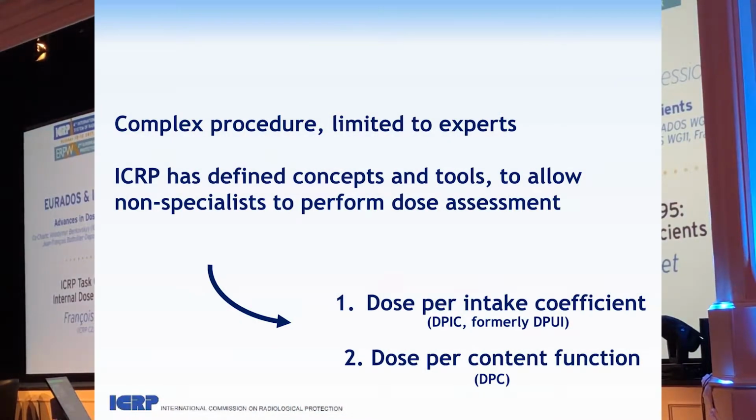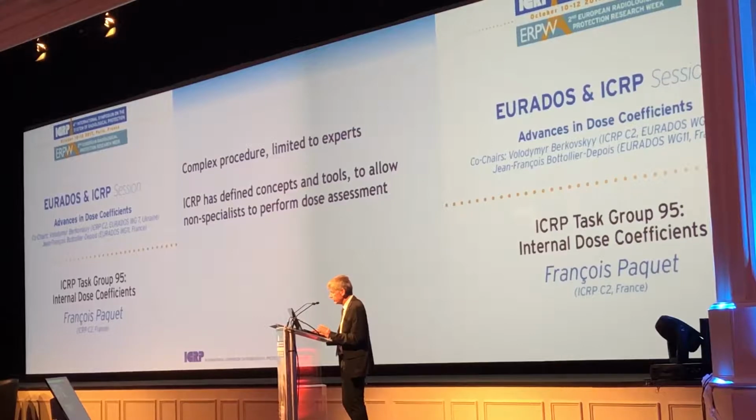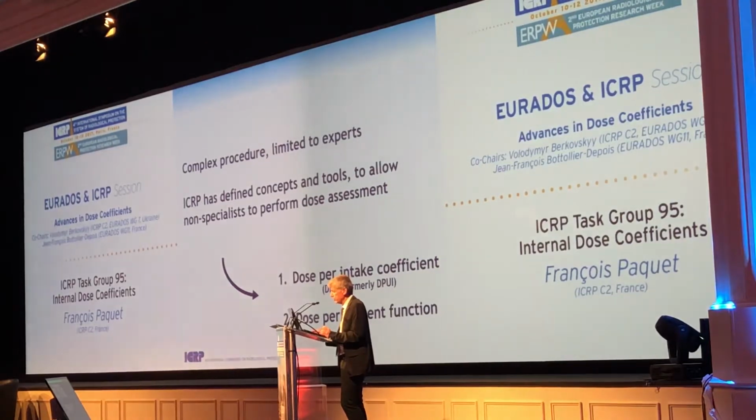Because of this complexity of the procedure, and because it is, we should say, limited to some experts, the ICRP has defined new concepts and tools to allow almost everybody to perform those assessments. And we usually use two different concepts. One is the dose per intake coefficient, that I will call here DPIC, formerly the dose per unit intake. And the second one is the dose per content function, that I will call the DPC.